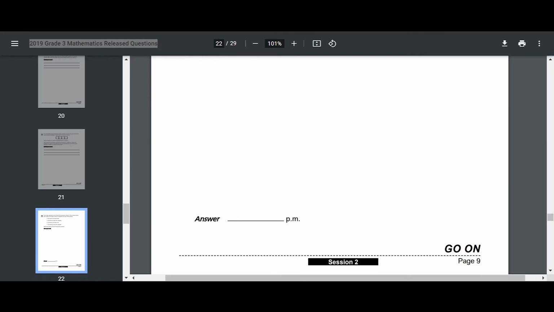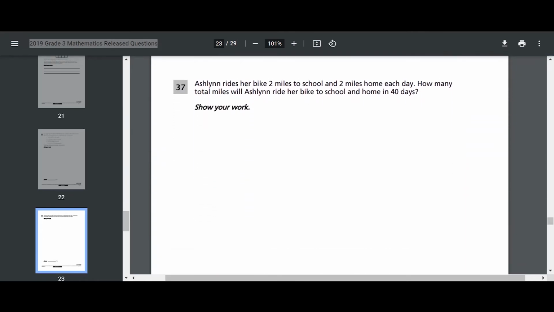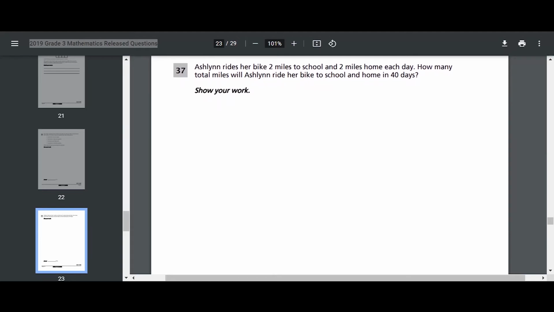Continuing on down the screen, we arrive at question 37. Ashlyn rides her bike 2 miles to school and 2 miles home each day. How many total miles will Ashlyn ride her bike to school and home in 40 days? Let's get our drawing tool and work through number 37.